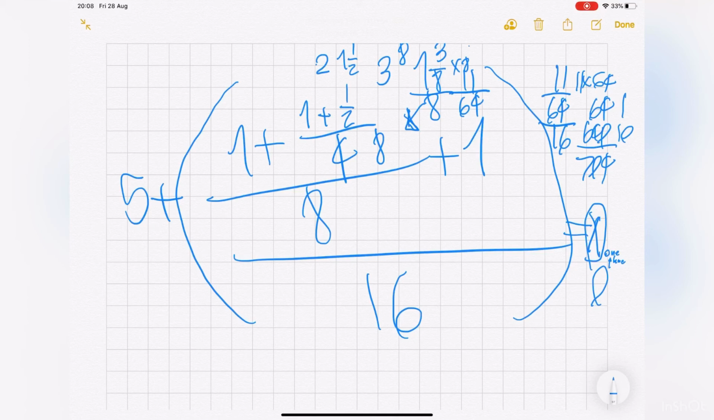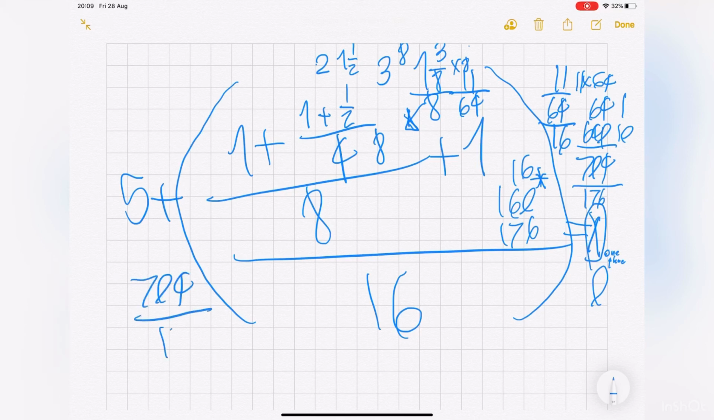704 divided by 16 times 11 equals 6, 7, and 1, which is 176. So 704 and 176, we have to also simplify.